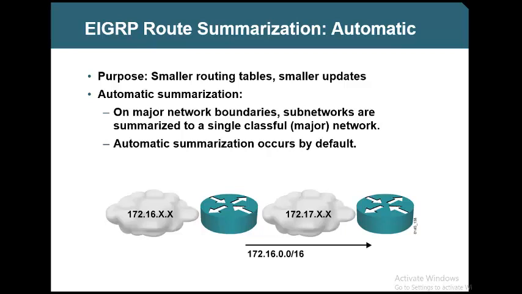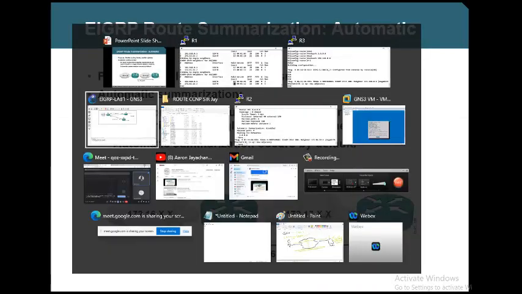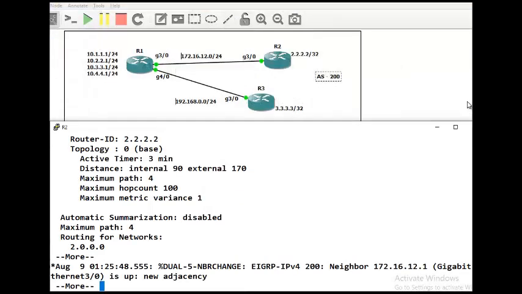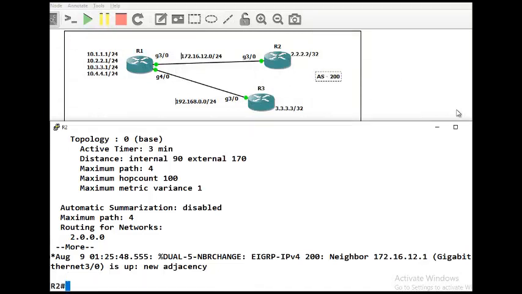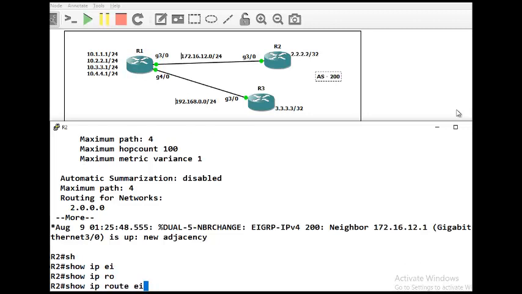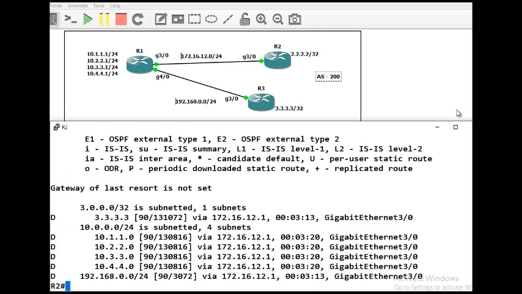Next, manual summarization and auto summarization. Auto summarization is disabled. If you enable it, what will happen? Let's see. Before I enable that, I would like to show you the routing table in router 2. Show IP route EIGRP. I'm not seeing any summarized route here. The detailed routes are coming from router 1.